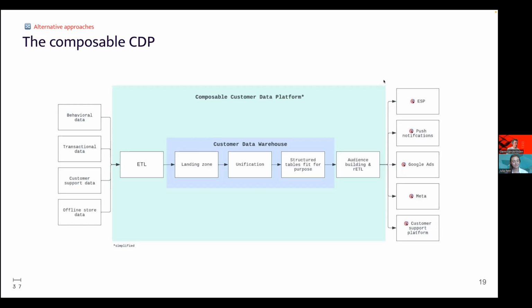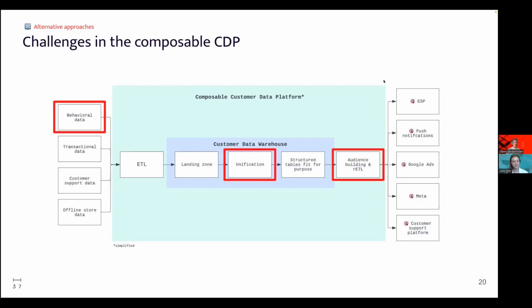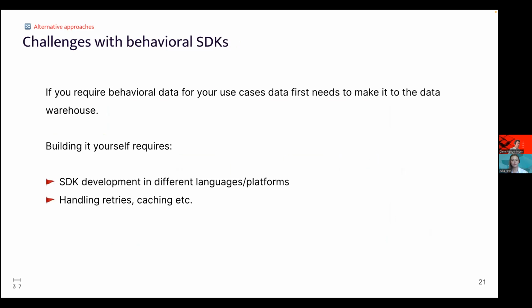Now, from experience, we've encountered a couple of challenges, and it's not like they're problematic. It's not impossible to resolve, but there are challenges which you should know about when you start building out your own composable CDP. There are mainly three of them: one, the behavioral data, two, the unification, and three, audience building or reverse ETL. Let's start with challenges with the behavioral SDK.